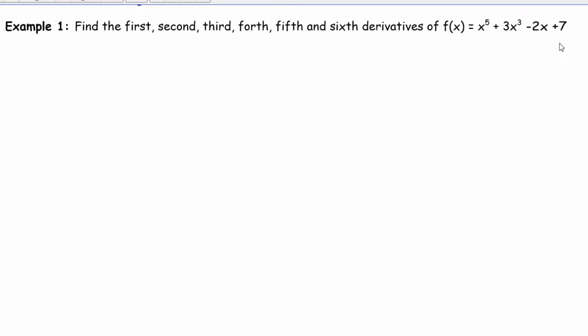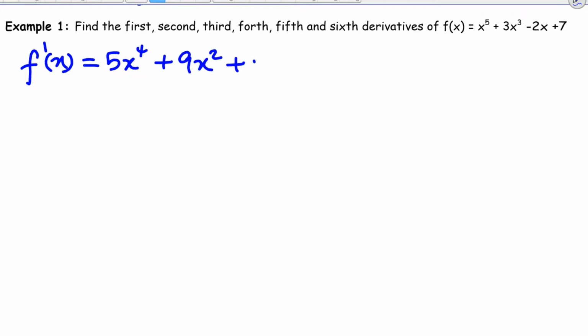Okay? So in example 1, we are required to find the first, second, third, fourth, fifth and sixth derivatives of this function. So the first step will be to find the first derivative. The first derivative of this function will be 5x to the power 4 plus 9x squared minus 2.